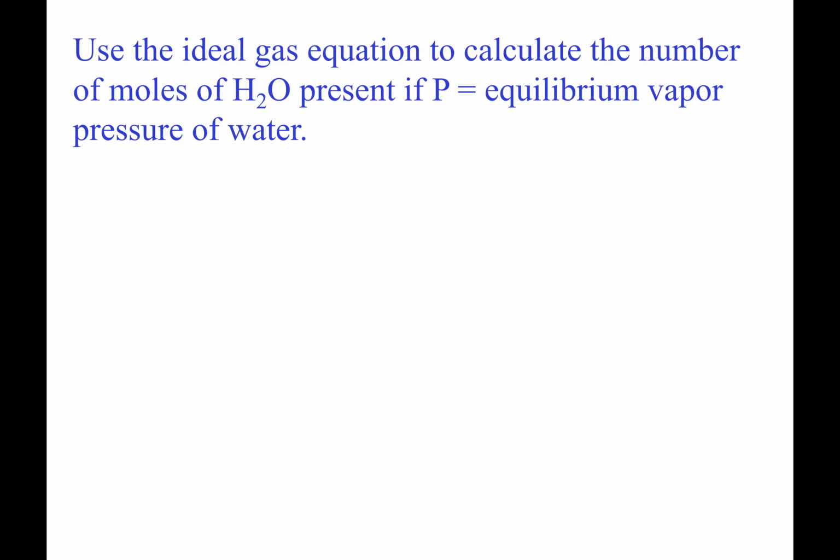We are going to come up with a number of moles that would be in at this temperature and this volume if it was at equilibrium. I'm curious to see what temperature I use. So if we're going for n, the number of moles, we rearrange and we get PV divided by RT. PV over RT.